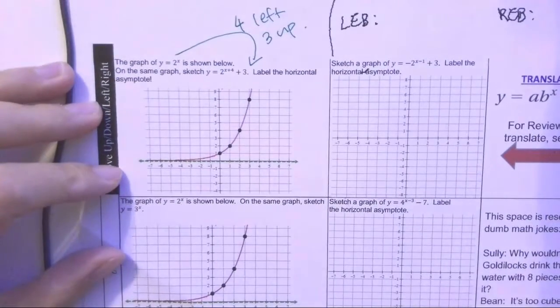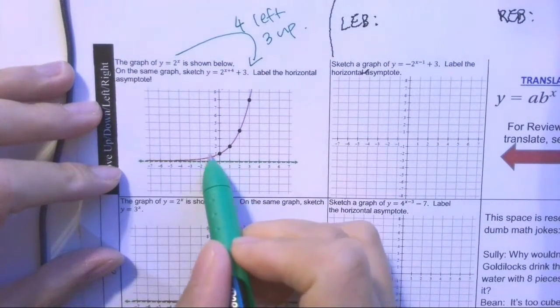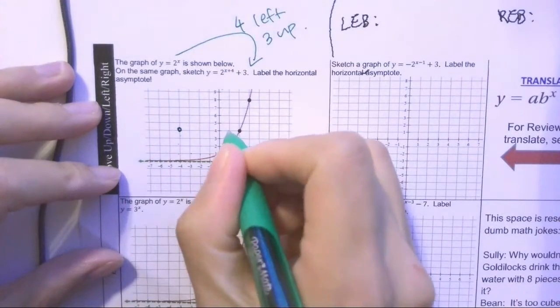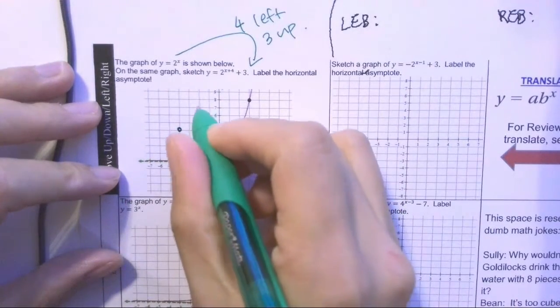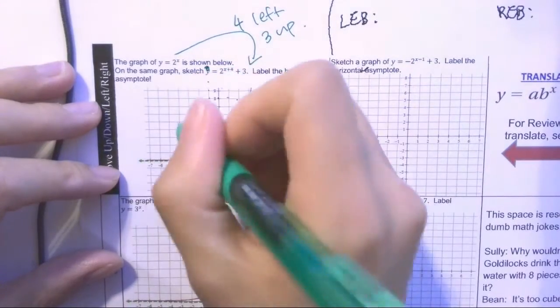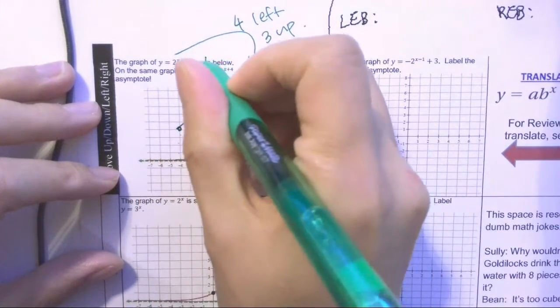4 left, 3 up. So I'm going to take each point, move it 4 left and 3 up. 1, 2, 3, 4, 1, 2, 3, 1, 2, 3, 4, 1, 2, 3. So your graph is going to look something like this.